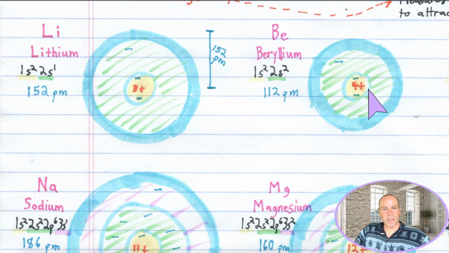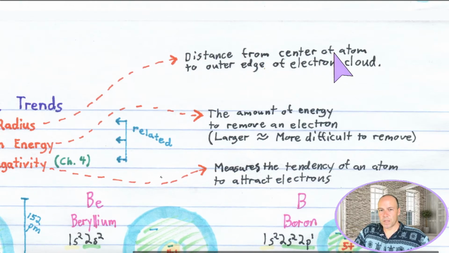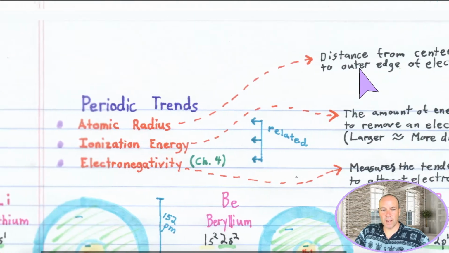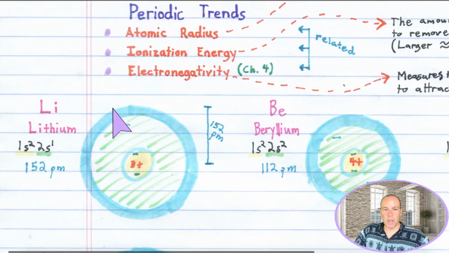So why is it that beryllium has a smaller radius than lithium? Well, think about what the radius is. Again, the radius is the distance from the center of the atom to the edge of the electron cloud. So basically, however far these valence electrons go would be the edge of the electron cloud, and that distance right here would be the atomic radius.